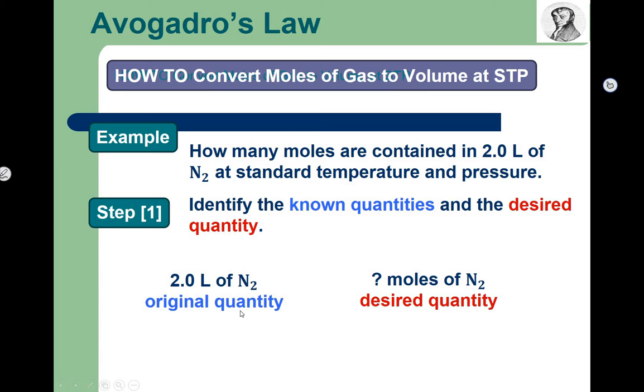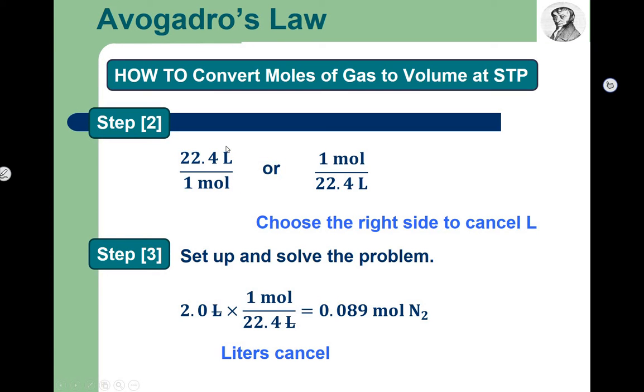We know this quantity. We don't know the moles. So what we're going to do is use this conversion, which is on our mole maps that is on the wall. For every 1 mole there's 22.4 liters. Since I was given liters, I want this fraction to put here, and I'm going to cancel out liters. 2 divided by this, and it gives me moles.